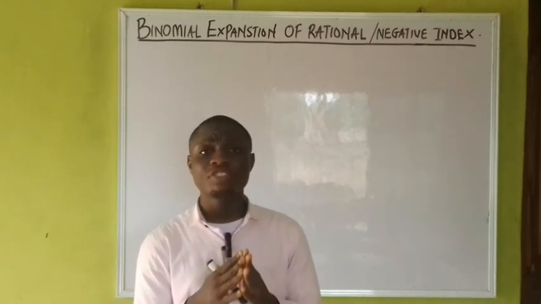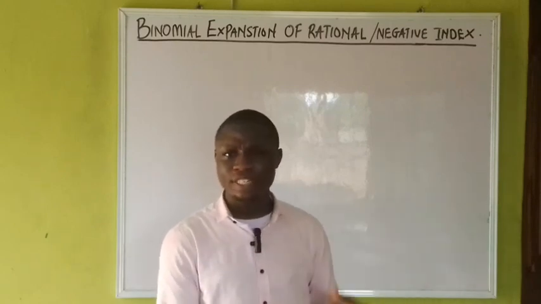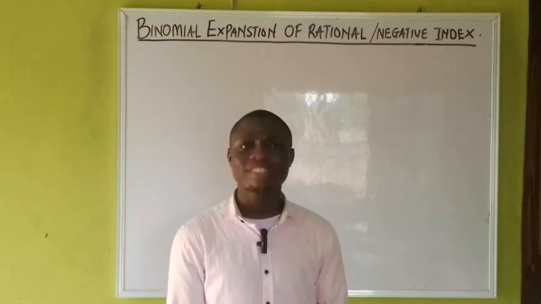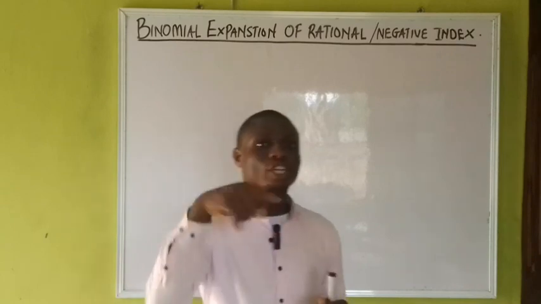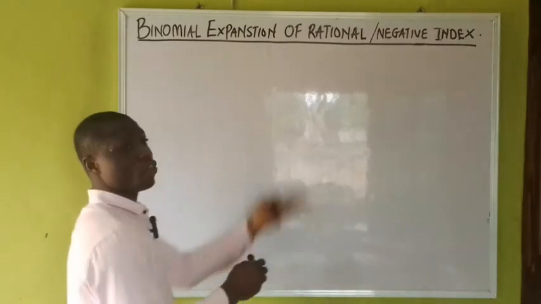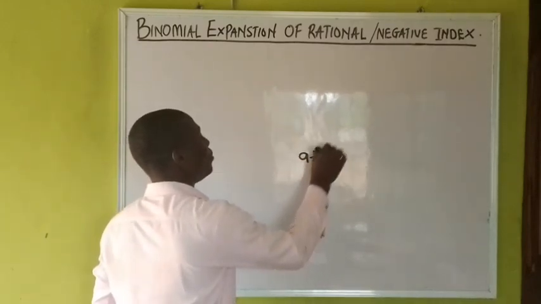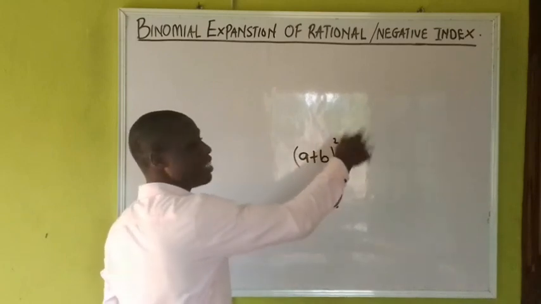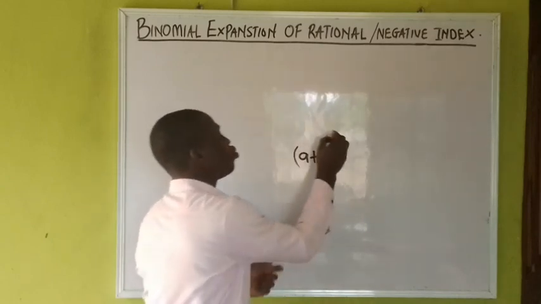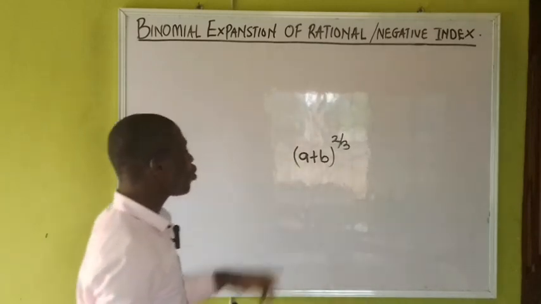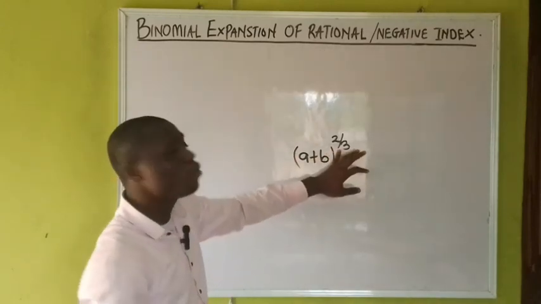Now, today we're going to be considering binomial expansion of rational numbers or negative index. What are rational numbers? Rational numbers are numbers, for example, fractions. If you recall, when we were solving binomial theorem, the examples we had were a plus b to the power of 2, 3, 4, 5. But for this concept, I'm going to be looking into something like 2 over 3. What if you have a term being raised to a rational power? How do you solve it?